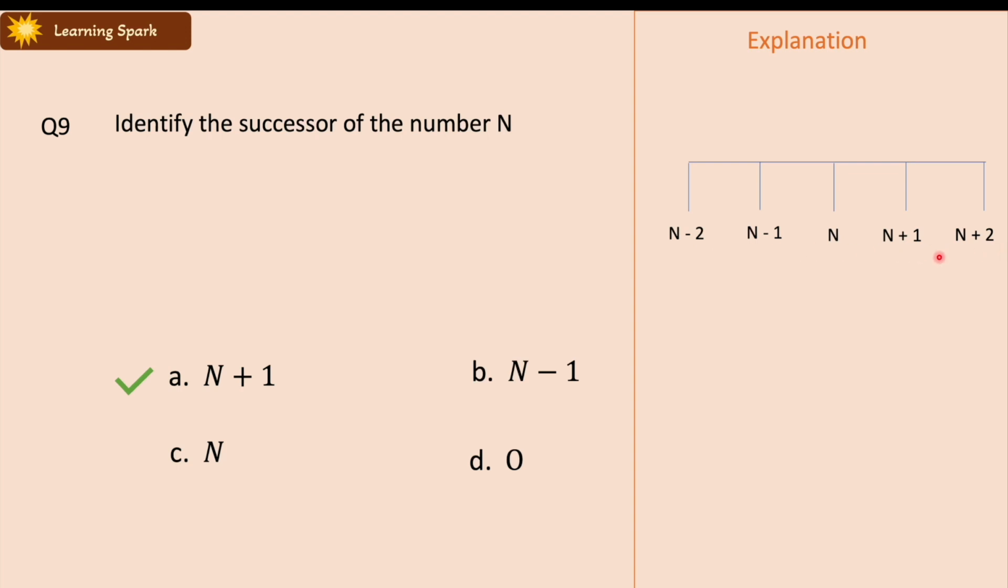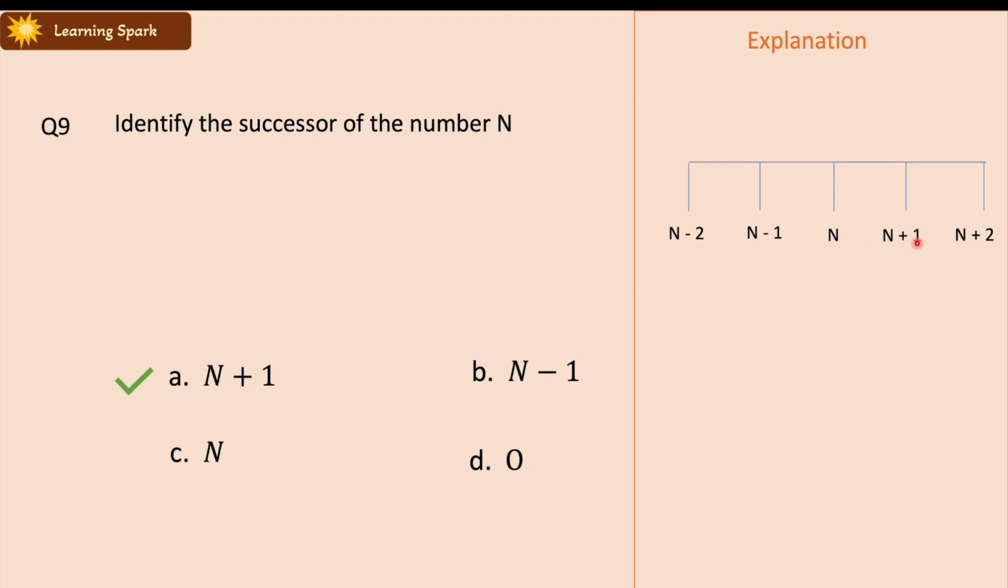So this represents a number line. n can be imagined as any number. It can be 10, it can be 20, it can be 25, anything. If it is 20, then this number is 19, this number is 18, and this number is 21, this number is 22. It is still representing a number line. So if you are keeping n here, the previous number is going to be n minus 1, and the next number is always going to be n plus 1, whatever is the value of n.